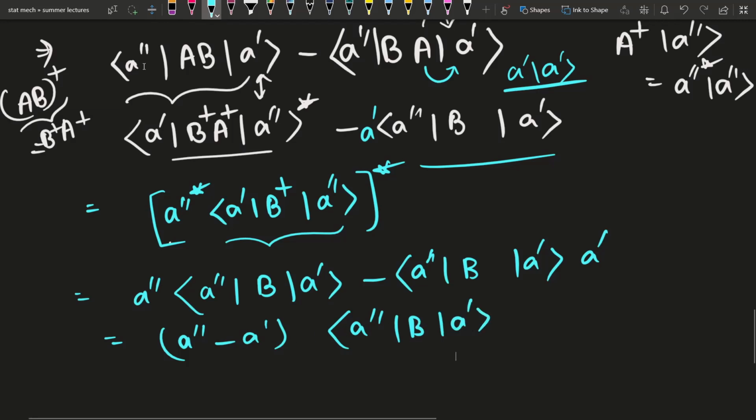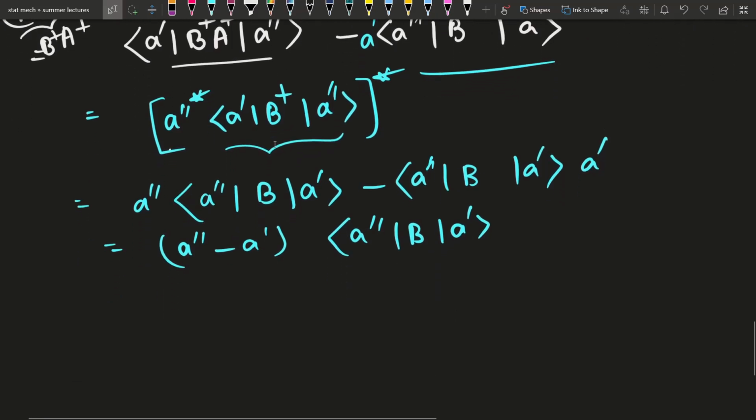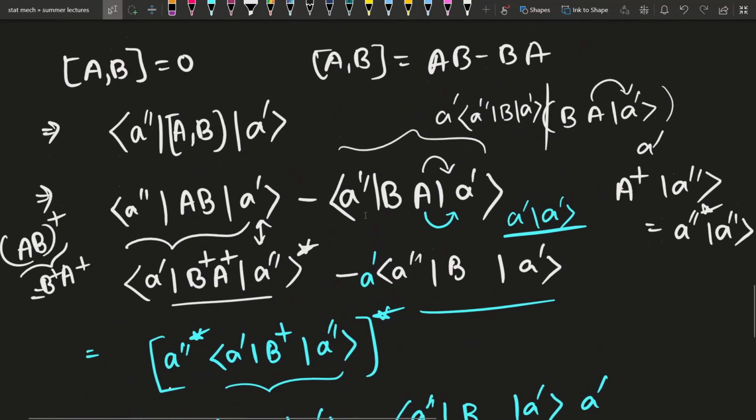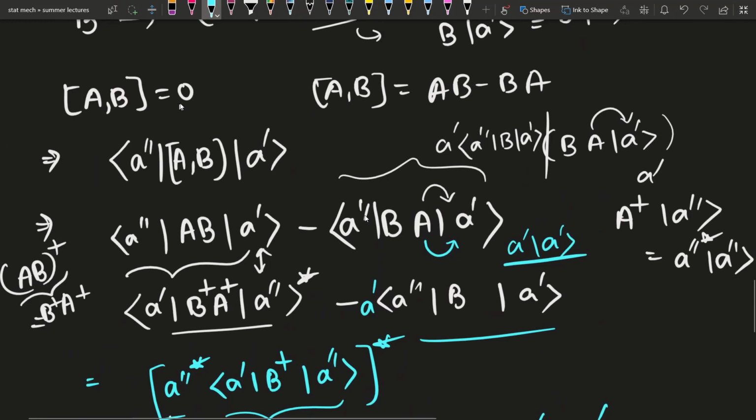Now you can easily understand that for the case when A double dash is not equal to A dash, for this thing to be valid, because the left hand side is equal to 0, right? A comma B is equal to 0. We know that, right?